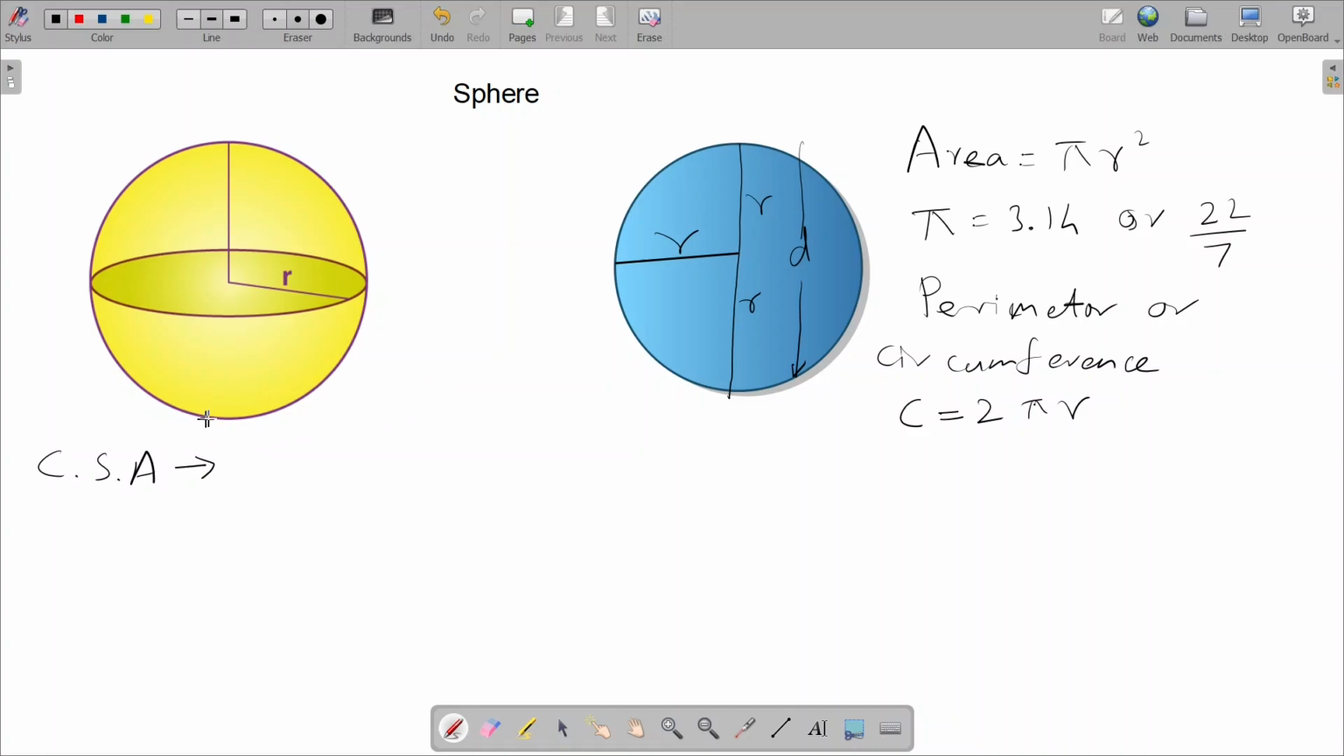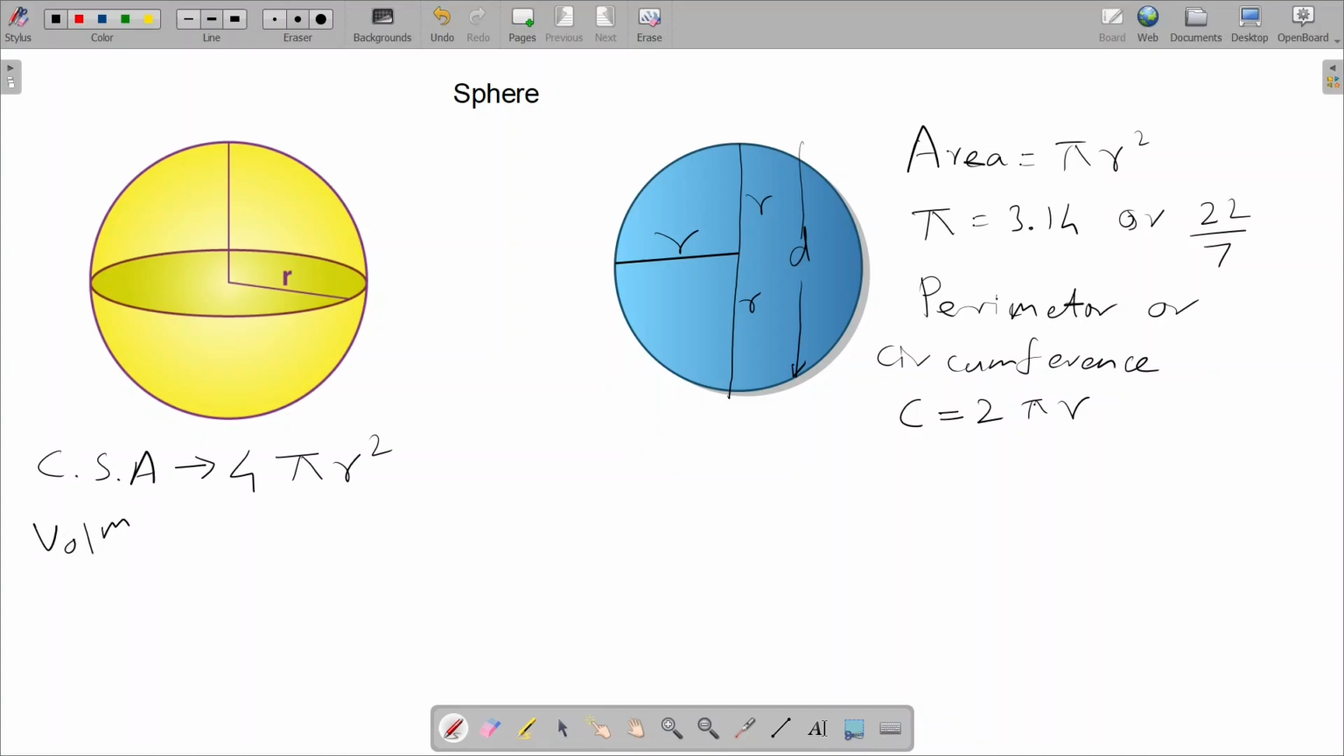So how to learn this formula? The area of a circle is pi r square. The CSA of a sphere, the curved surface area of a sphere, is 4 times the area of circle. The area of circle is pi r square. So the CSA will be 4 pi r square. Clear? Now we will go for the volume.